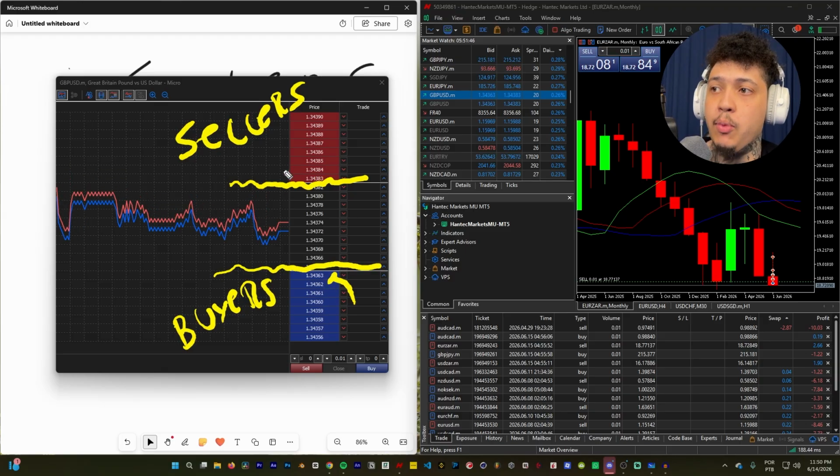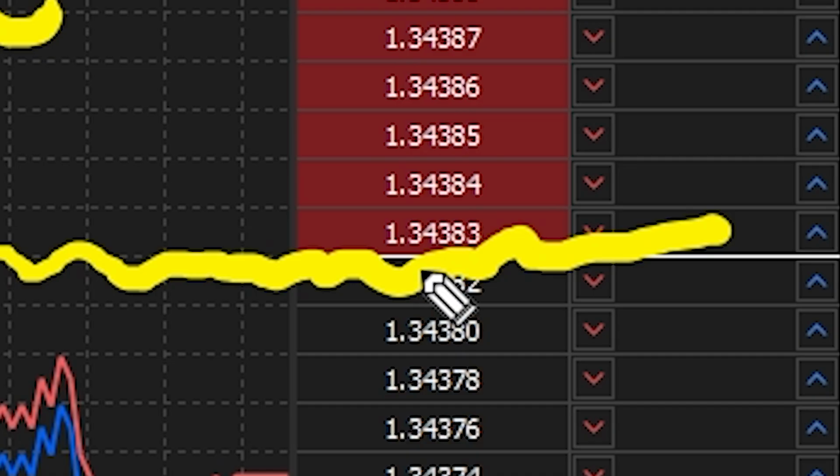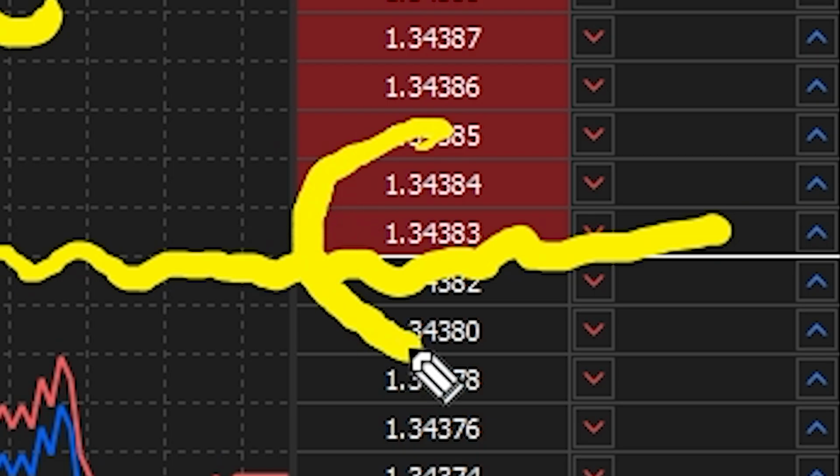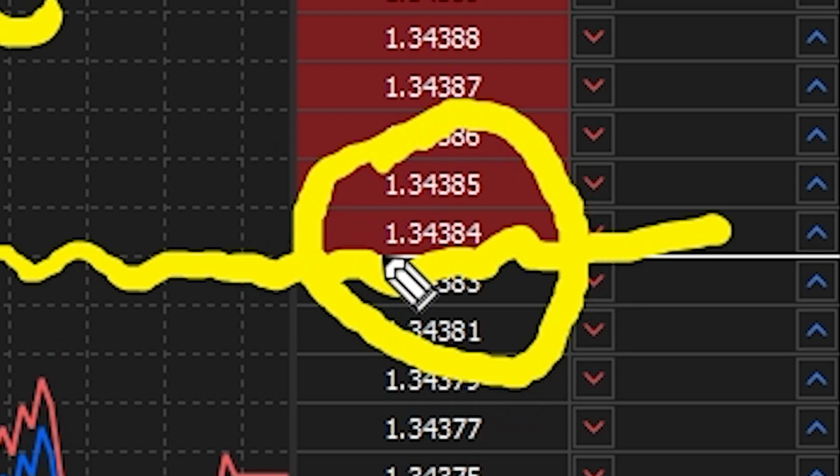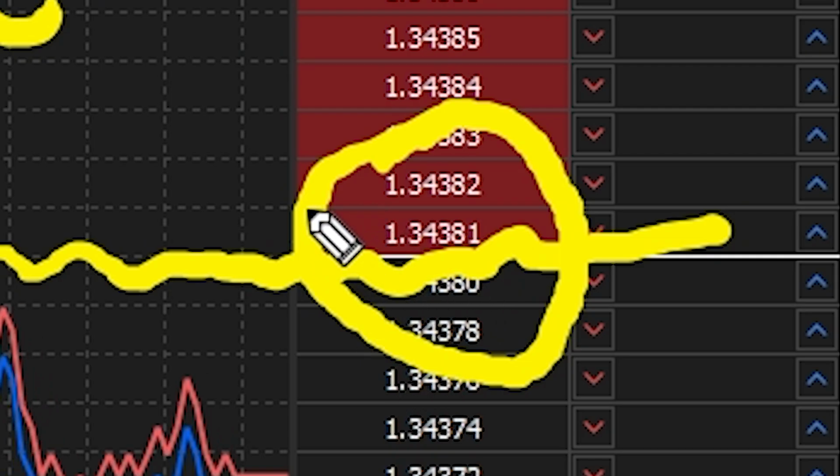It pretty much goes the same way for the sellers. The sellers are only willing to sell at a price of 1.34383 at this exact same second, right? Every second it changes. Right now it's at 384, so it could go back to 383, 384, 385. Every second it keeps changing because it's the constant adjustment of the market, okay?